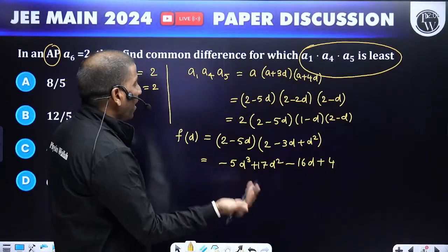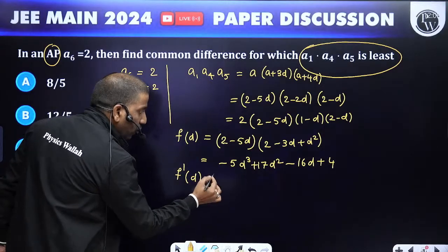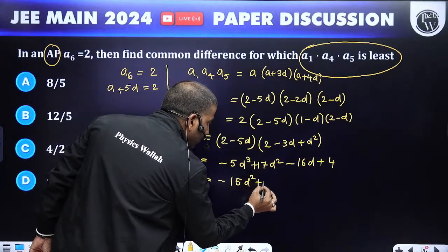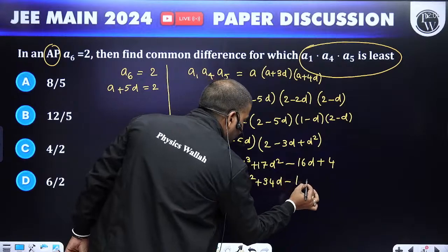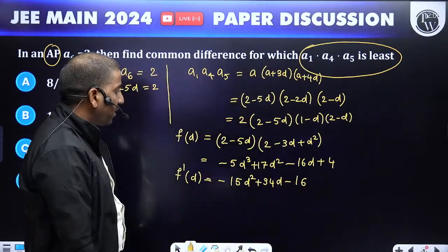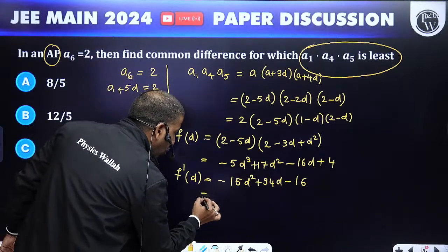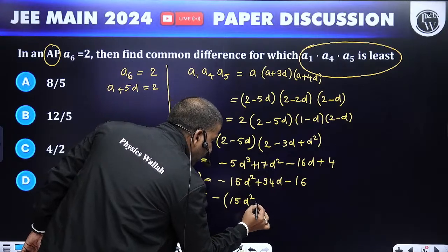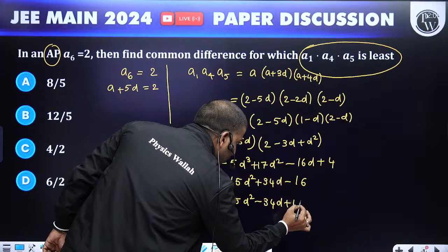How do you find maxima or minima? So just we will write f dash of d, the derivative. The derivative is minus 15 times d square plus 34 times d minus 16. Can we take anything common? No, this is 15 and 16, we can't take it. So I can take minus common: 15d square minus 34d plus 16.